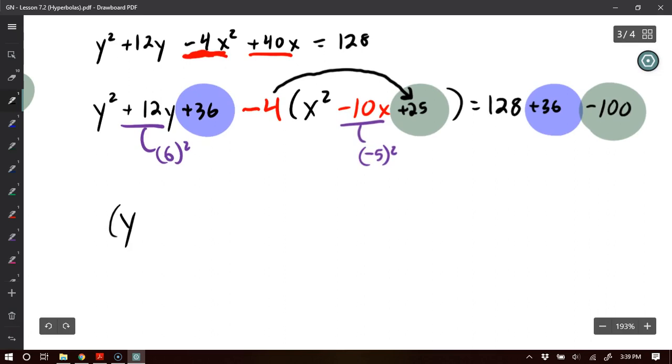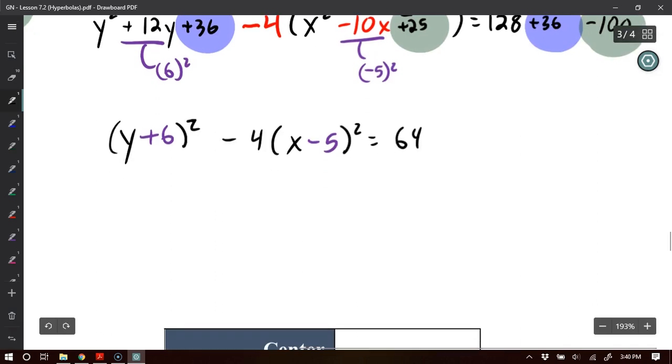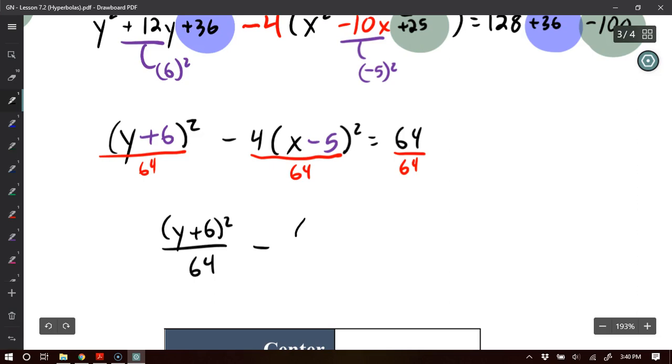So that's going to give me y plus 6 squared, minus 4 times x minus 5 squared, equals 128 plus 36 minus 100, which would be 64. Again, for our hyperbolas and ellipses, you want them to be equal to 1. So I'm going to divide each term on the other side by 64. And that's going to give me y plus 6 squared over 64 minus x minus 5 squared over, this would be a 16 on the bottom, equals 1.